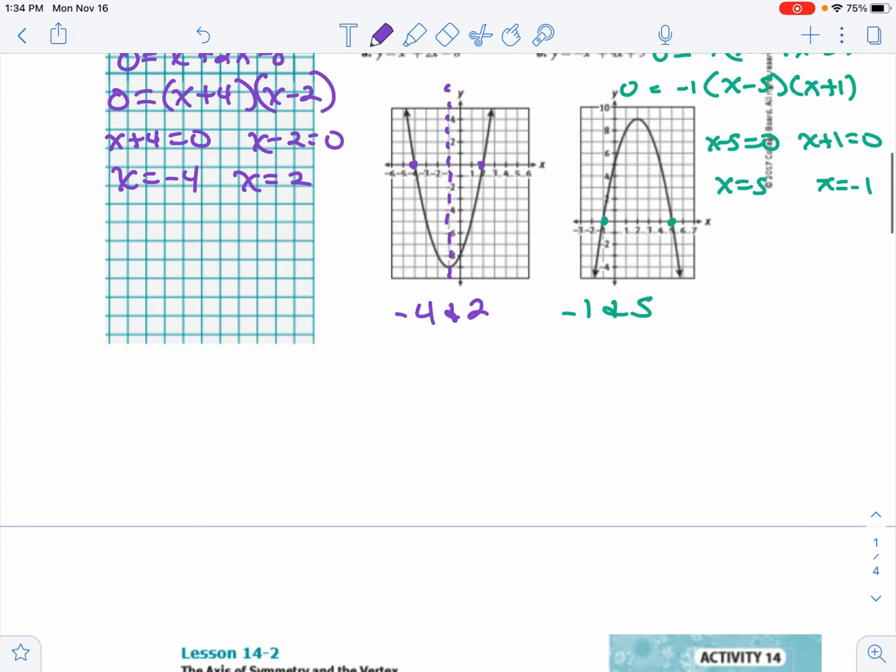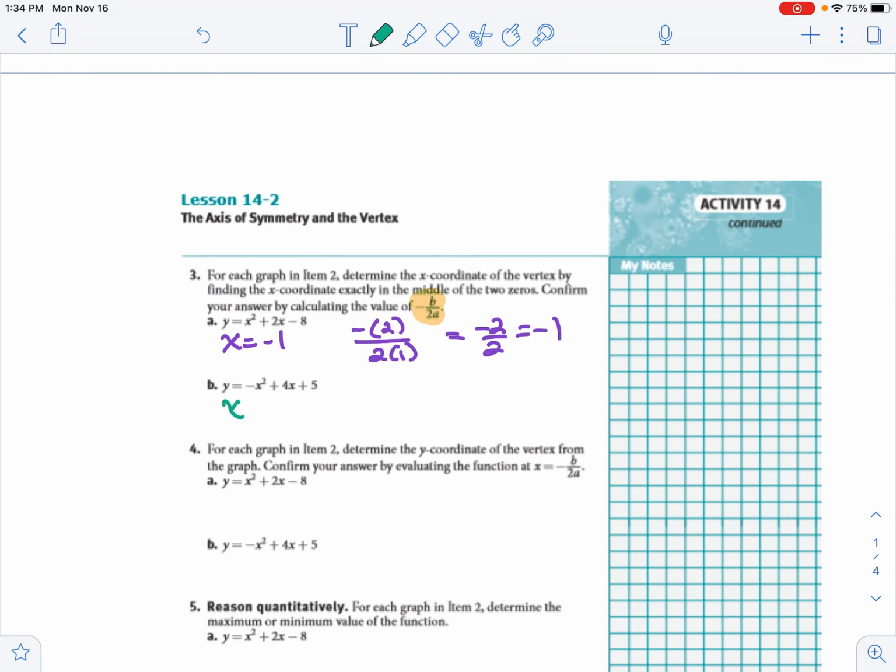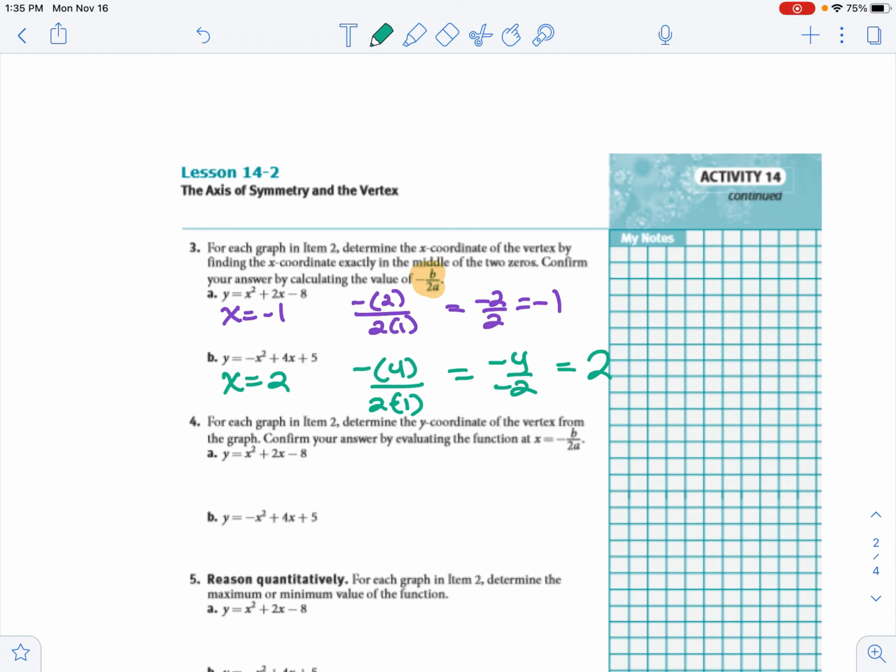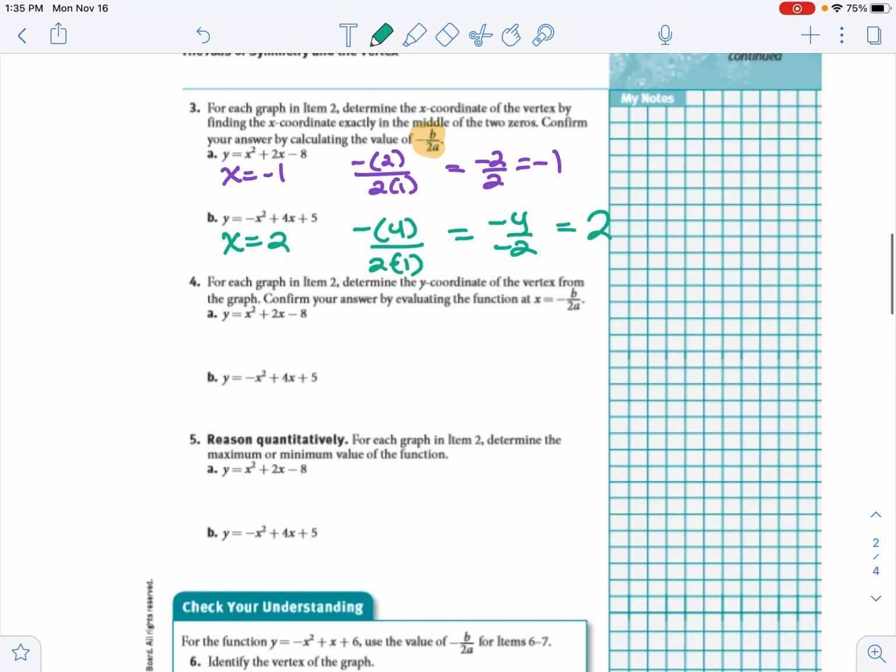And let's check part B. This time the line of symmetry is going through x equals 2. So we should get a vertex of x equals 2. Let's do our negative b, so negative 4 over 2a, which is 2 times negative 1. So negative 4 over negative 2, because that's a negative 1 for a, and that gives us positive 2. So we do get negative b over 2a to help us get the vertex.